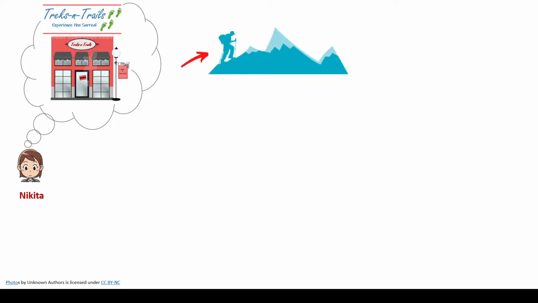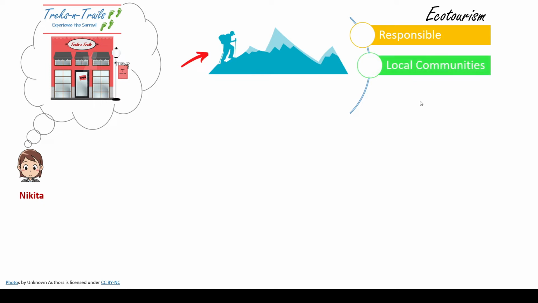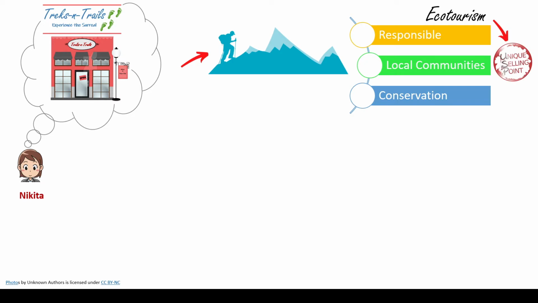She will be taking people who are interested in trekking for treks in the Himalayas. And the tours and trekking company that Nikita wants to start will be based on principles of ecotourism, which would mean that every trek will be conducted in a very responsible manner. People will not disturb nature, they will not leave their trash behind. They will help local communities build their economy, and finally, she will contribute to conservation of these areas. So this is going to be her unique selling point, and she hopes to tick all the right boxes.